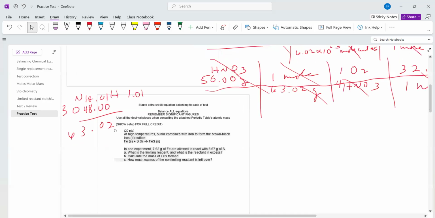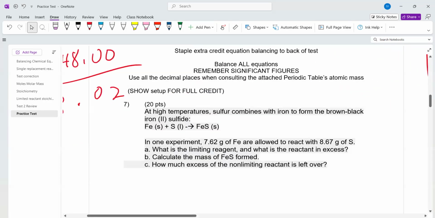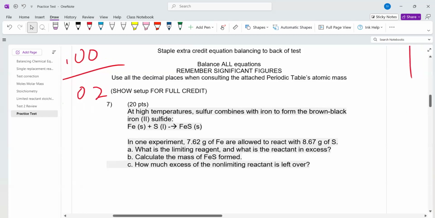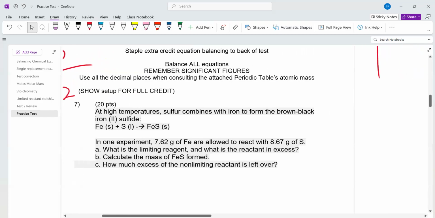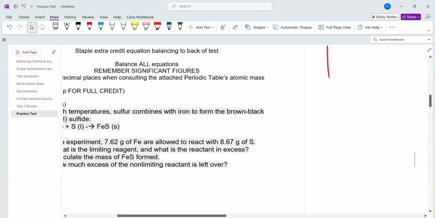Okay, and then there's another problem here. This is going to be like your take-home problem. This is a two givens problem. So we need to do 2 equations, figure out which is the limiting reactant, and then figure out the excess of the non-limiting reactant. So first thing we do is balance the equation. So let's do it over here so I don't have these weird problems.